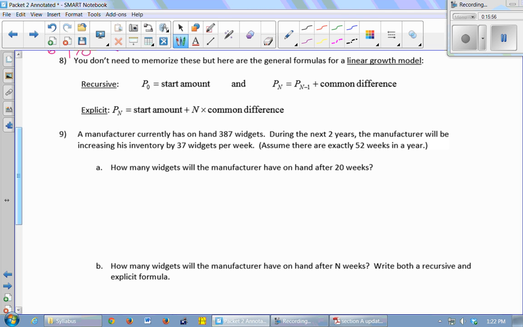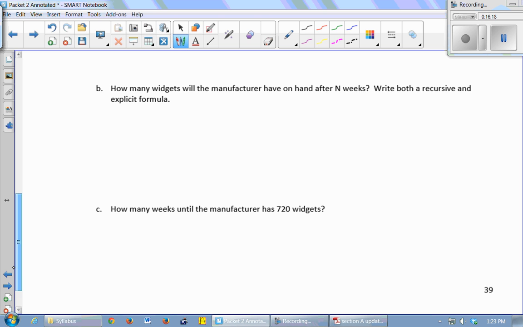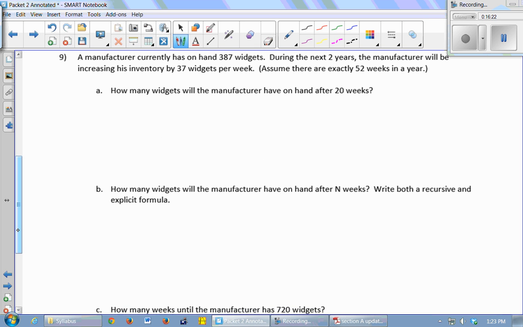All right, so he has 387 widgets. During the next 2 years, this manufacturer wants to increase his inventory by 37 widgets per week. Okay, and you can assume there are exactly 52 weeks in a year. I want you to try to answer A and B, and then A, B, and C. Try to do this number 9 on your own, and then we're going to give this question a new wrinkle in a minute. Okay, so how many widgets will we have after 20 weeks?